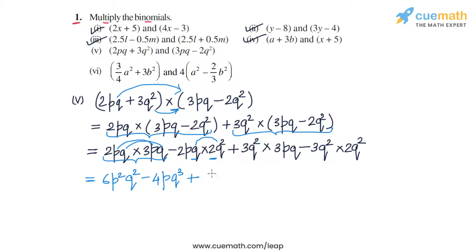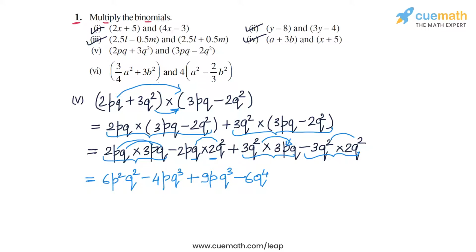And then we have plus 3q square into 3pq. So 3 into 3 is 9, and then we have one repetition of p, so we write p, and then we have q square into q, so again we get q cube. And finally we have minus 3q square into 2q square, so minus 3 into 2 is minus 6, and q square into q square is q to the power 4.